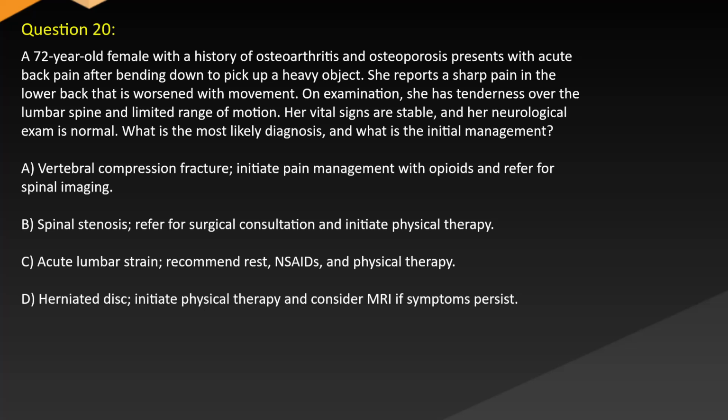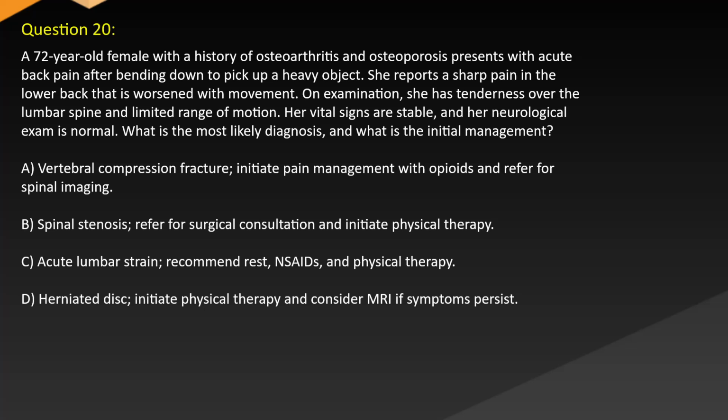Question 20. A 72-year-old female with a history of osteoarthritis and osteoporosis presents with acute back pain after bending down to pick up a heavy object. She reports a sharp pain in the lower back that is worsened with movement. On examination, she has tenderness over the lumbar spine and limited range of motion. Her vital signs are stable, and her neurological exam is normal. What is the most likely diagnosis, and what is the initial management?